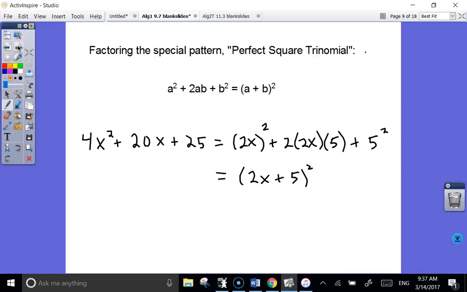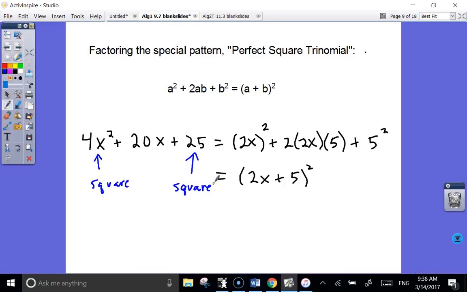Again, you notice it's a quadratic trinomial. It looks like the first term is a square, and the last term looks like a square. So you assume that it's going to be that, and you can just check it by FOILing. It doesn't have to work. It could be that it's not.